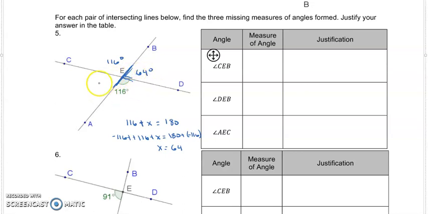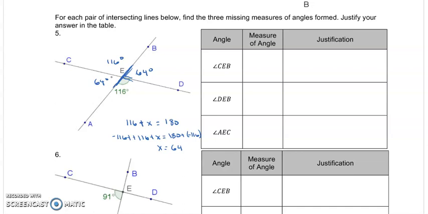Then to find this angle here, I have some options. These two angles are supplementary. These two angles are supplementary. And this one over here, they're vertical. So it's actually a little easier to work with. So I'm going to say if they're vertical, that means this has to be the same thing. So I've now found my three missing angles.